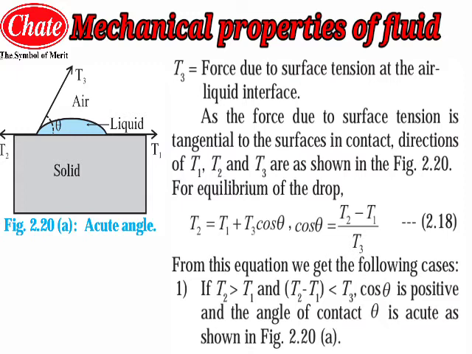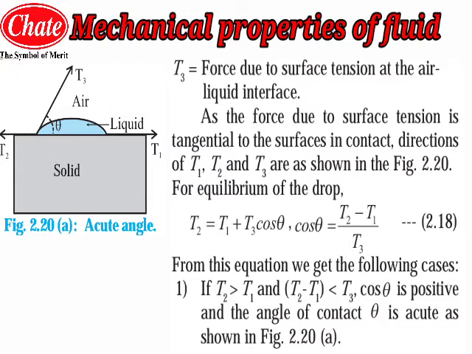Now as the force due to surface tension is tangential to the surface in contact, the directions of T1, T2 and T3 you can see in the diagram. Now for equilibrium of the drop, we can say that T2 is equal to T1 plus T3 cos theta. Now the value of cos theta can be calculated by rearranging this equation. Cos theta is equal to (T2 minus T1) upon T3.